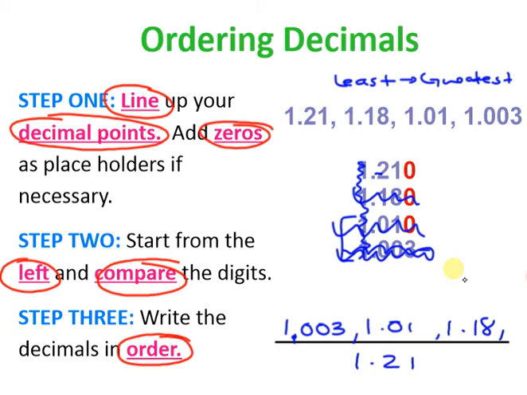We need to make sure that we are using the original decimals given when we order them, much like we did when we ordered fractions. We need to use the original fractions. So any zeros that you added onto the end, you need to make sure that you take off once you order them. All right, so here we're going to order from least to greatest.